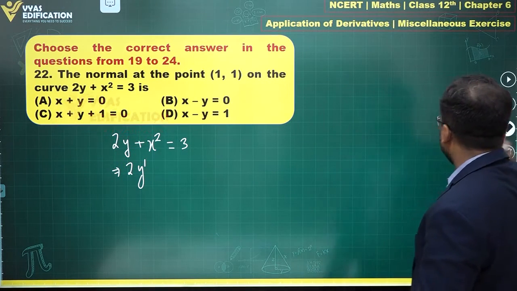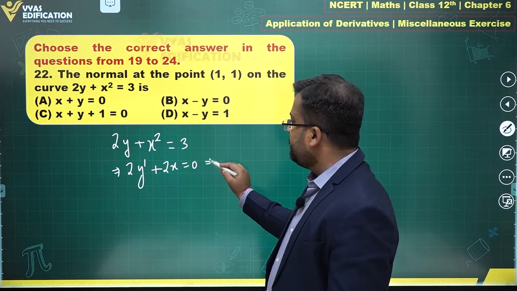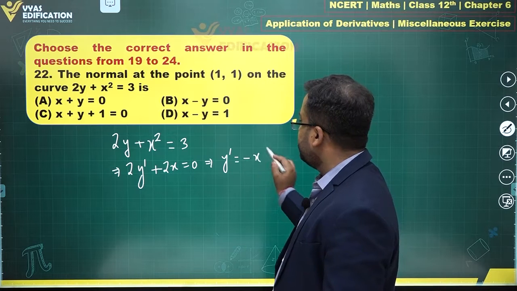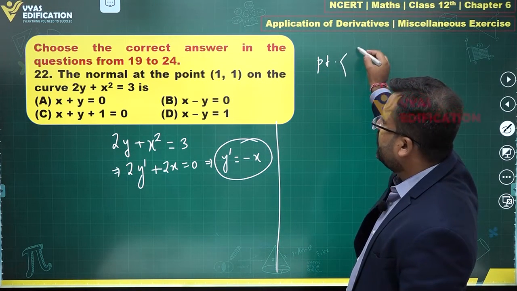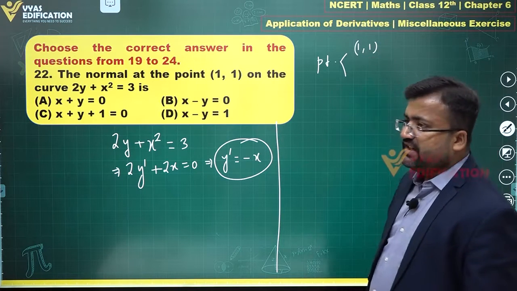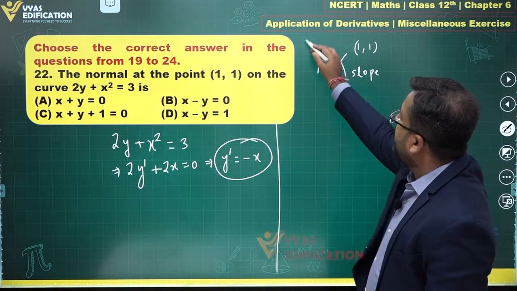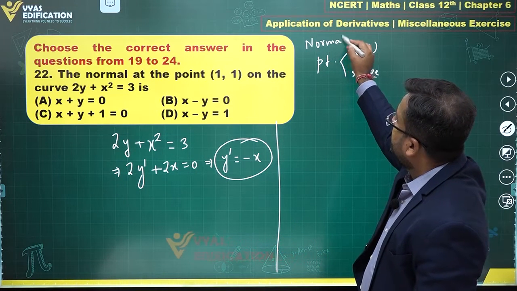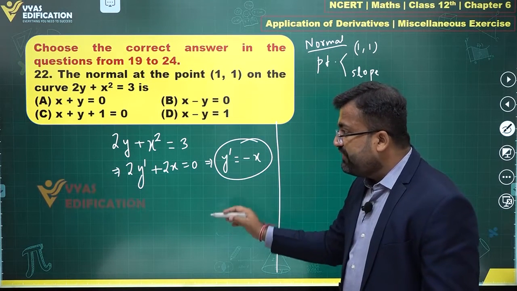Y prime is the derivative of y with respect to x, plus 2x is equal to 0. This tells me y prime is equal to minus x. Okay, so the point for the normal is known, that is 1 comma 1. It is already given that it is 1 comma 1, and for the slope, we are talking about the normal, right? Let's find the slope of the tangent first.